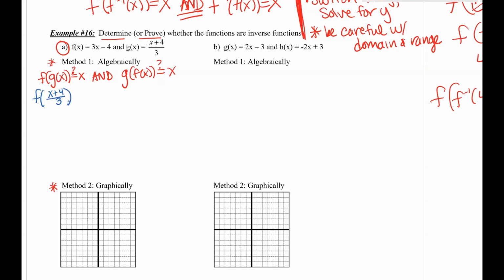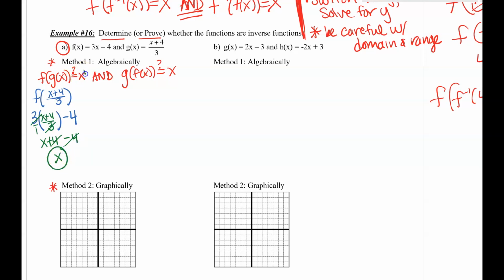Now I'm going to plug that into f. So remember how we do this. Some of you guys struggled with this on the test. Here's my f function. I'm plugging in this expression (x plus 4) over 3 where x normally is, and I'm simplifying. So when these multiply, the 3's will cancel out, and I will have x plus 4 and then minus 4. The positive 4 and the negative 4 will cancel out, and I'll get x.